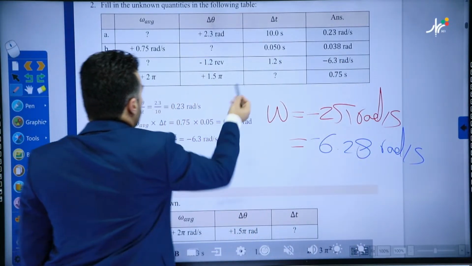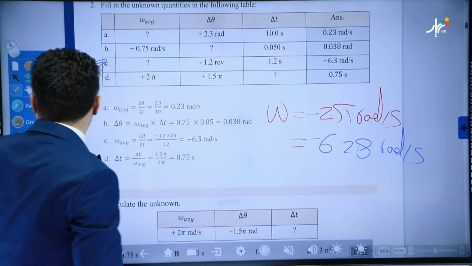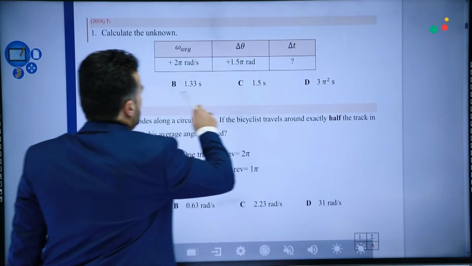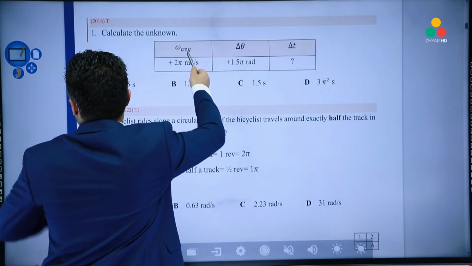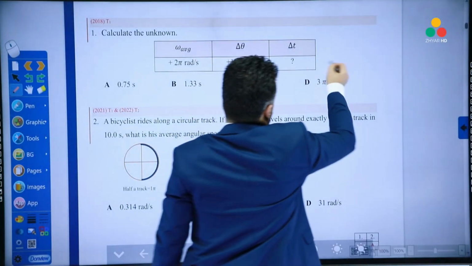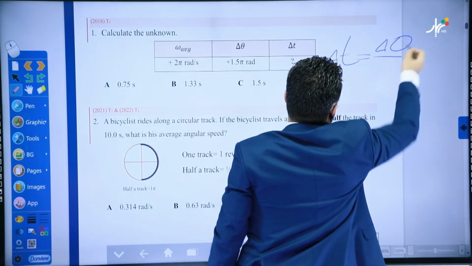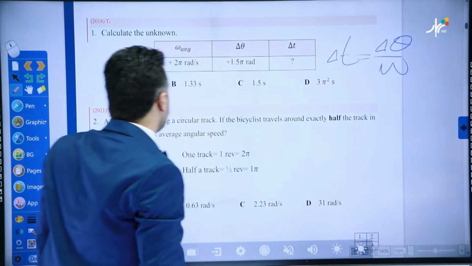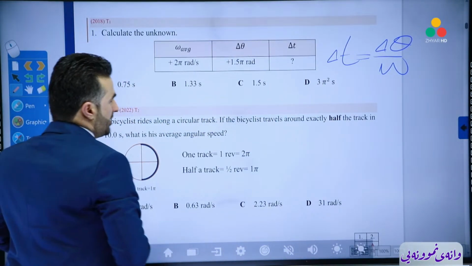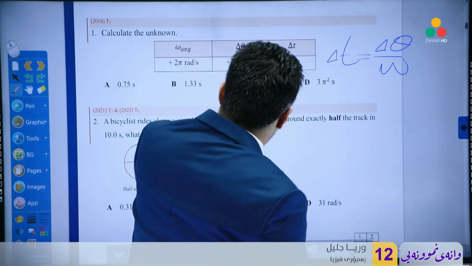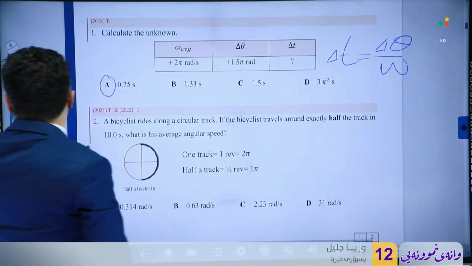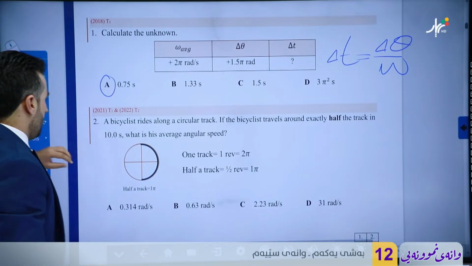All right, and of course this one here, I believe you can easily do, so I'm not going to do that for now. There is another question that says calculate the unknown. I believe these are simple enough. We have angular speed, there is angular displacement, find the time. You can use this equation: delta t equals angular displacement divided by the angular speed. You plug in the numbers and calculate, and of course you'll find the answer. That is basically A, yeah? So it has to be 0.75 seconds. If not, then recalculate, see what went wrong.